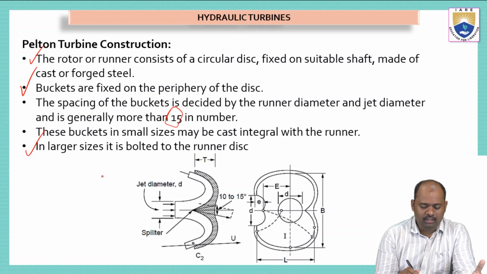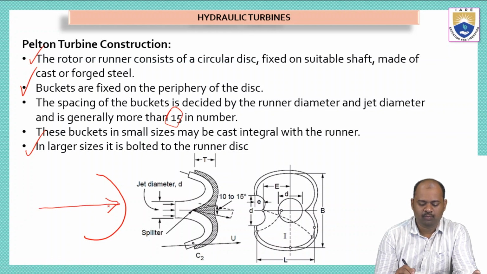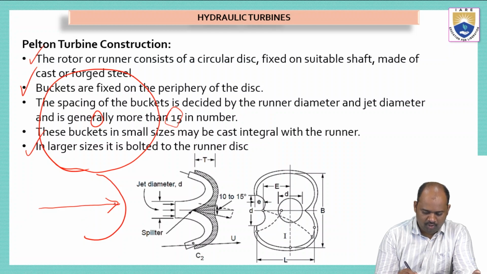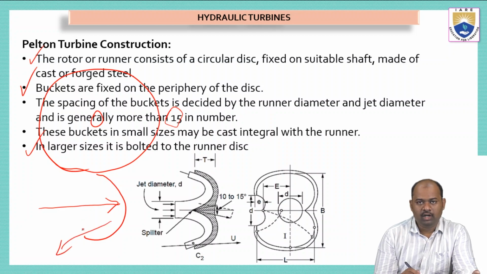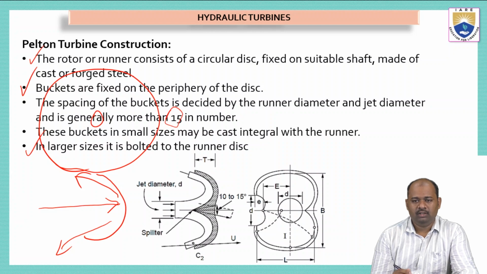If the bucket is simply one curve, what happens is when the water touches at this center point, on one side we will have the disc, this is the runner. On the other side the water has to come out, in this direction only. When the water is touching at the center of the bucket, it will splash and divide into two directions, one in this direction, another in the bottom direction. This will create some storage of water in the bucket. So at any instance, we will have some water present in the bucket.